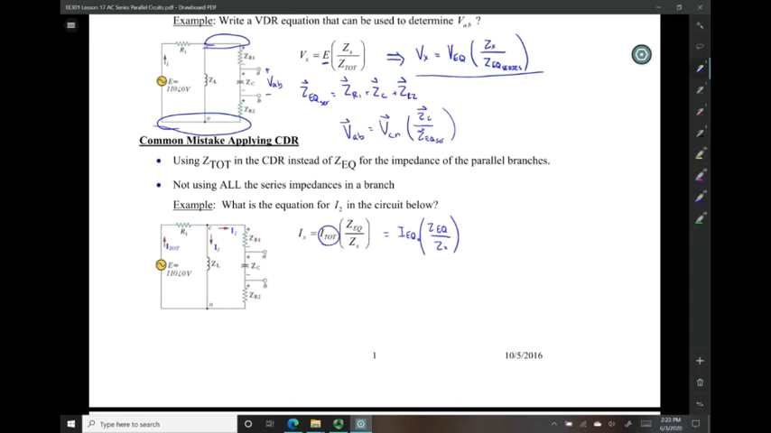Additionally, if we have series elements in one of our parallel branches, we need to first find the equivalent series impedance before we use our current divider rule formula. So in this case, Z equivalent parallel is equal to Z of L in parallel with this Z equivalent series, and that's these three elements right here.